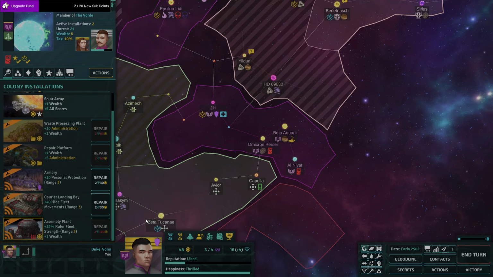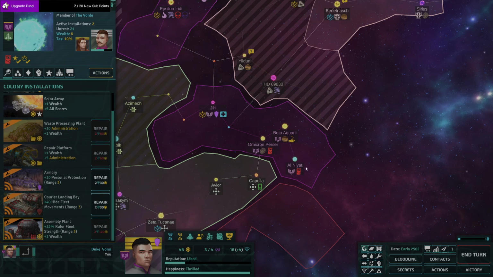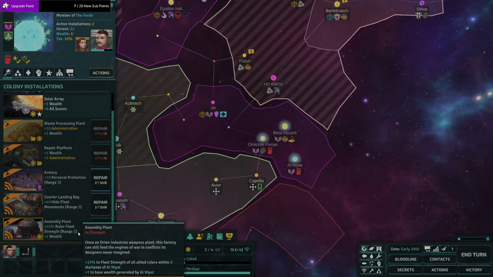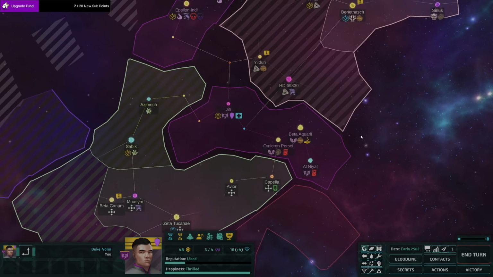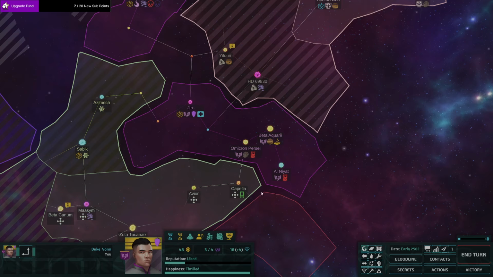Then we have another armory. Hide fleet movements, which that far back in the back corner of nowhere, I'm not sure that's going to be all that useful. And then another assembly plant. All right. Yeah, not the best assemblage of facilities or installations in our local area here. Let's see. So, yeah, we know about these.